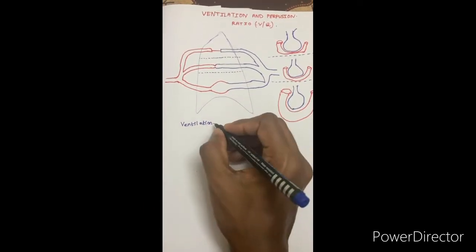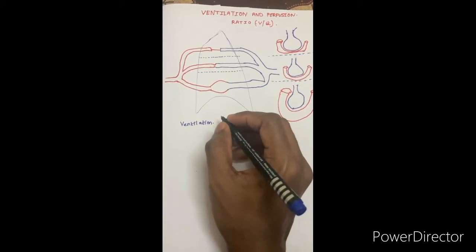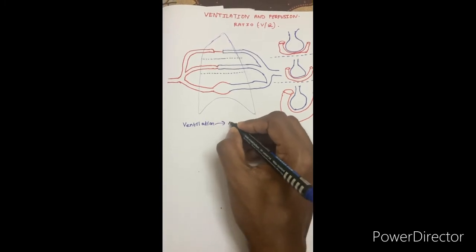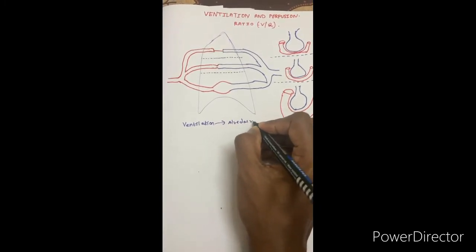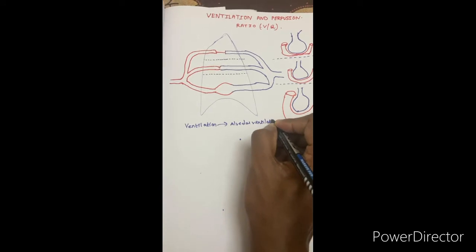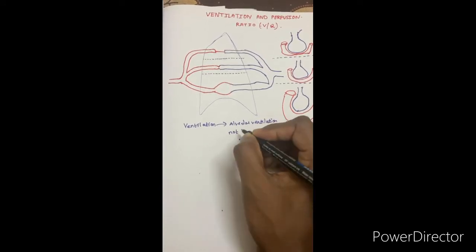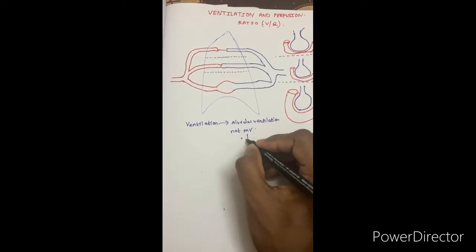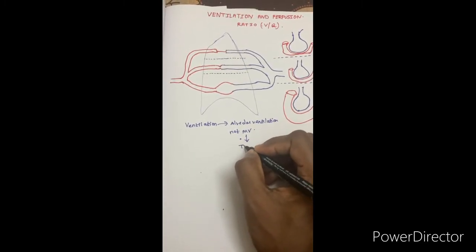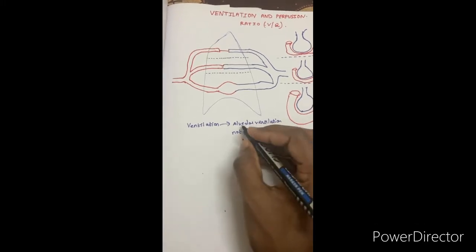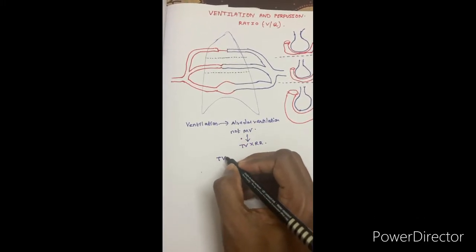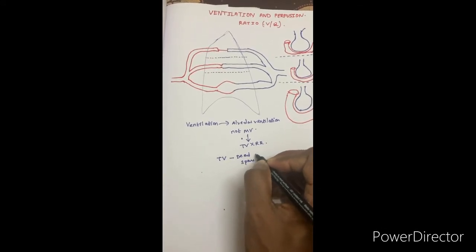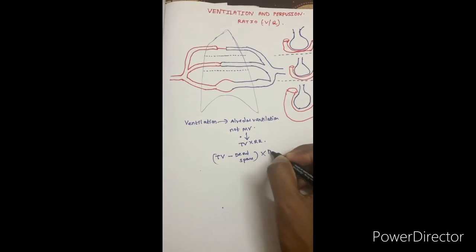Ventilation, in this topic, every time I mention ventilation, it is actually your alveolar ventilation, not minute ventilation. First I want to reassure that it is alveolar ventilation, not minute ventilation. What is minute ventilation? Minute ventilation is nothing but your tidal volume times respiratory rate. What is alveolar ventilation? It is the tidal volume minus your dead space gases, that is dead space, times your respiratory rate.